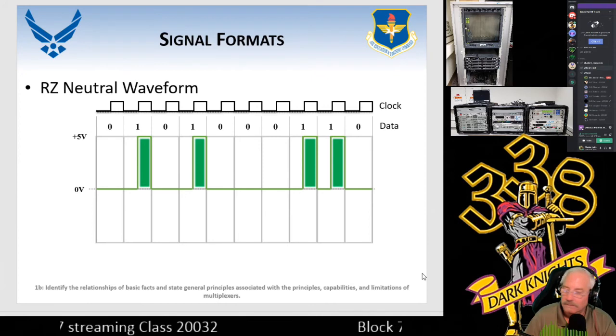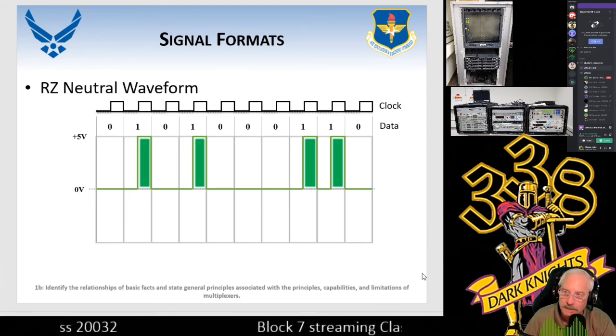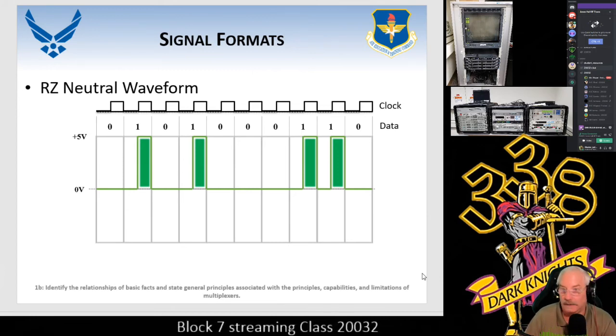You have 0, stays 0. You have 2 1s in a row. And notice what happens halfway through the clock cycle. It returns to 0. You have 2 1s in a row, it returns to 0. It's actually making it look like it does something every clock cycle.